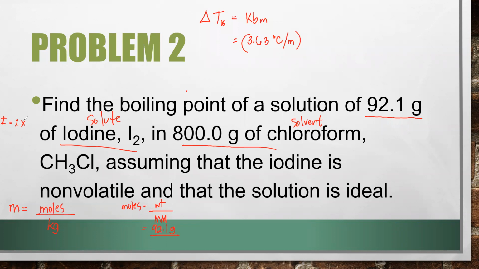Kindly check the atomic weight of iodine. I don't have periodic table here. 127 po, ma'am. Okay, 127. So 127 times 2 is 254 grams per mole. So this is 254 grams per mole. So let's divide.